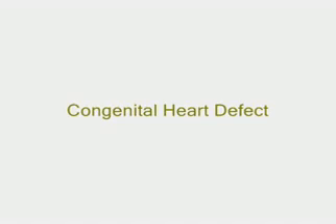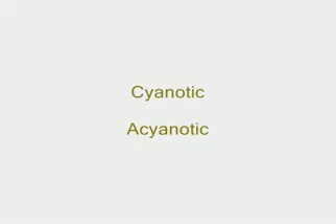In this tutorial, I'll go over some of the examples of congenital heart defects. Just to recap, congenital heart defects are heart defects that are present from the time of birth. And there's two main categories: cyanotic defects and acyanotic defects.